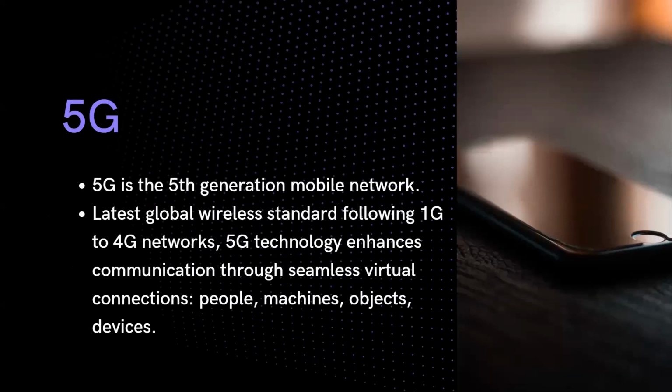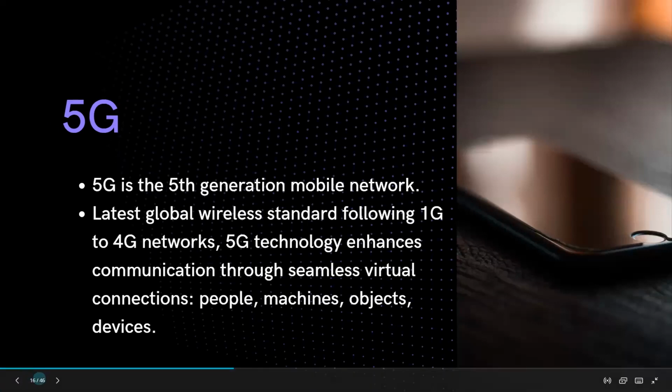So what is 5G? It's the 5th generation of mobile network, right? We have this wireless standard from 1G to 5G. So it's the generations: 1st generation, 2nd, 3rd, 4th, and 5th generation. The main aim of 5G technology is to enhance communication, or to make the communication as seamless as possible. So the communication between people, machines, objects, or devices through 5G will be seamless. That is the main advantage of 5G.